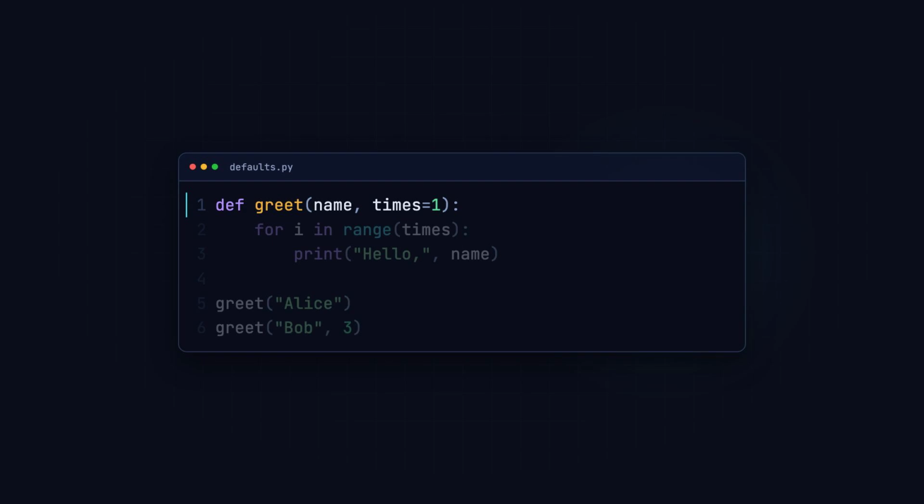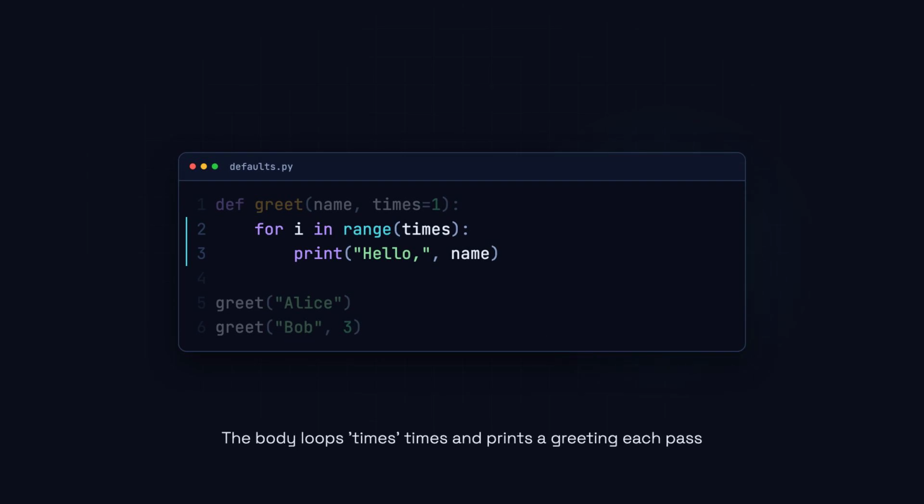We define a function called greet. It takes two parameters, name which is required, and times which defaults to 1. Notice the equal sign assigns the fallback value right in the signature. Inside the function, a loop runs once for every number in range of times, printing a greeting on each pass. When times is 1, the loop runs exactly once.